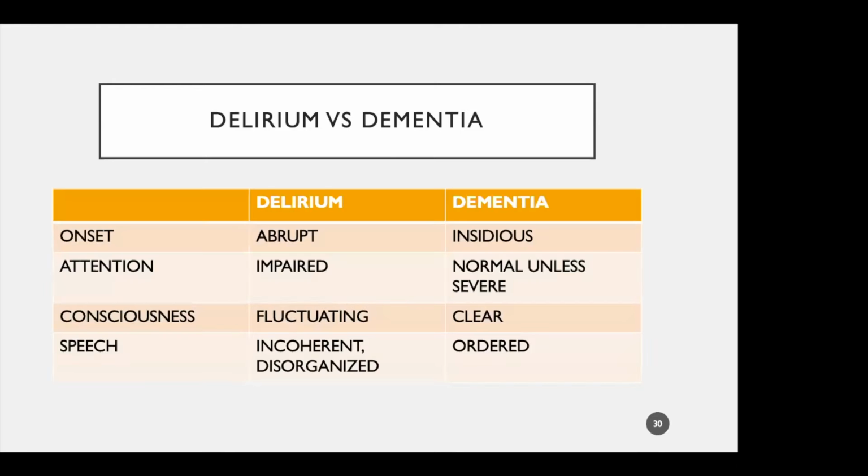So next slide. Again, I want to point out the differences between delirium and dementia. The onset is very sudden and abrupt in delirium. It's insidious and slow in dementia. Attention is impaired. In fact, it's one of the primary symptoms in delirium, while it's normal in dementia. Consciousness fluctuates. You're in and out of consciousness, while it's clear in dementia. And your speech in delirium is generally incoherent, disorganized, rambling. That's not the case in dementia. Next slide.